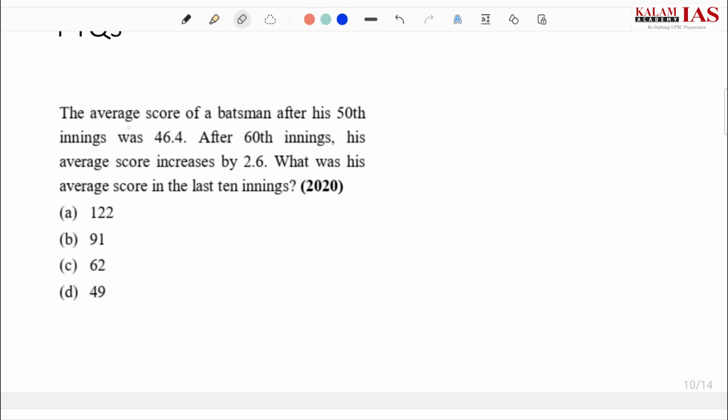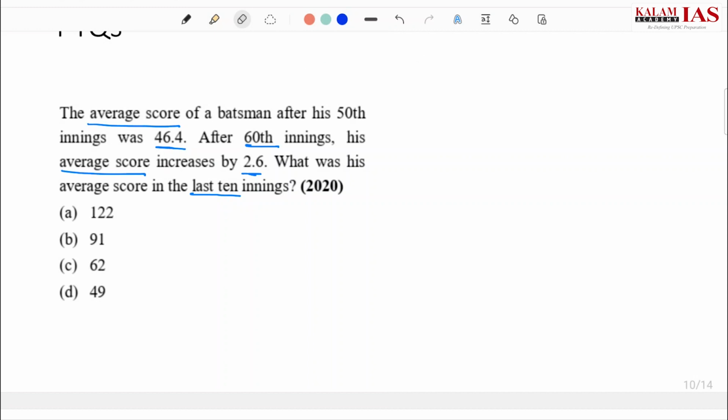It says average score of a batsman after 50 innings is 46.4. After 60th innings, his average score increased by 2.6. What was the average score in the last 10 innings? पहली 50 innings में the average score of batsman is 46.4.